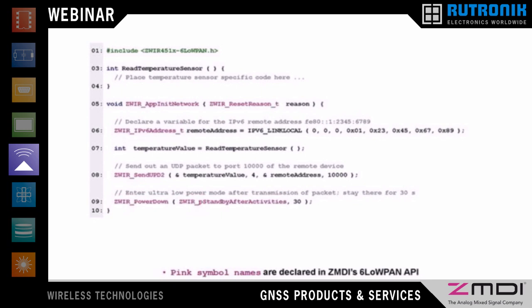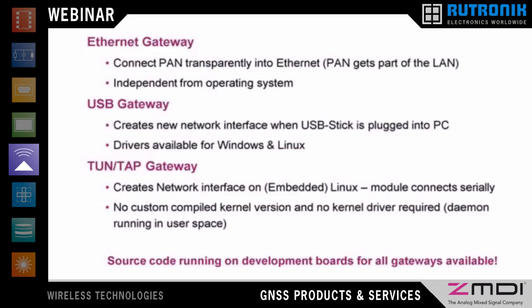Furthermore, we have a USB gateway. For this USB gateway, we have drivers for Windows and Linux. We are using the default drivers for this. And of course, we have a TAN tab gateway. This creates a virtual network interface on a Linux PC, and in this scenario, the module or the gateway is attached or communicates via a serial interface with the PC. And as I said before, the source code is running on the development board, and all the source codes are given for free.